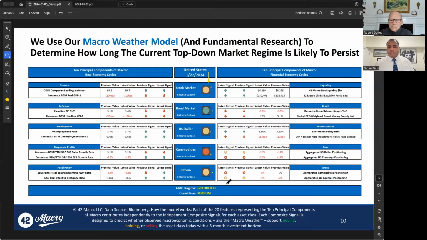Before we unpack further, I just want to say that when you see a neutral signal on this page, what that signal is communicating to investors is that it's just a normal time to be taking risks in this particular asset class. You should be expecting, on a rolling 3-month forward basis, normal types of returns and normal levels of volatility.